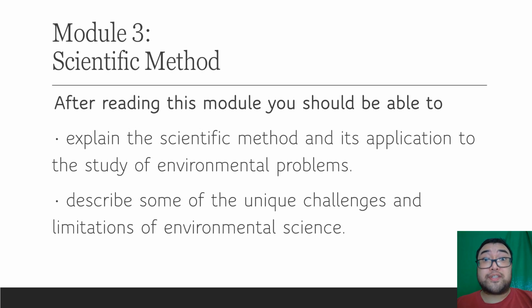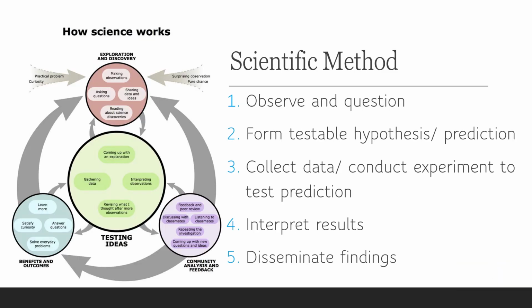Module 3 is all about the scientific method. The scientific method has some generic steps. Number 1, observe and question. Number 2, form a testable hypothesis. Number 3, collect data or conduct an experiment to test the prediction. Number 4, interpret results. Number 5, disseminate findings.